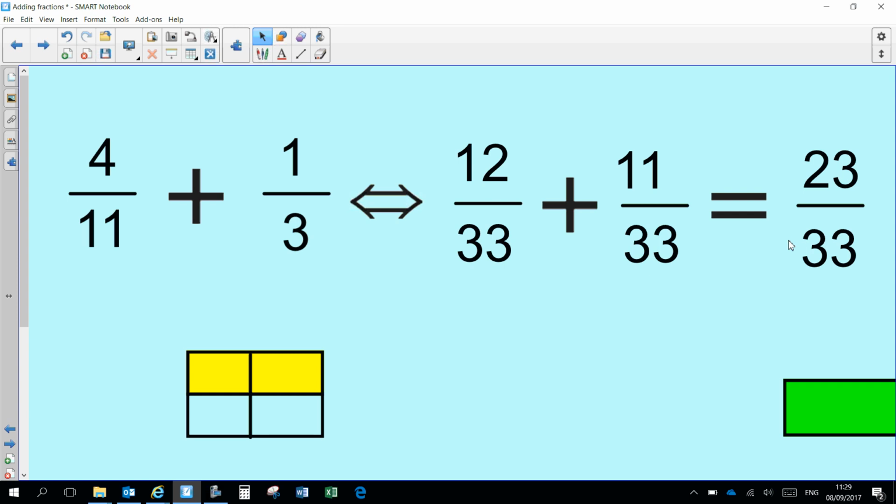It doesn't break down. Be careful to make sure, in case there's a number that could go into both of these and make it a smaller, simplified version of that, but in this case it doesn't.